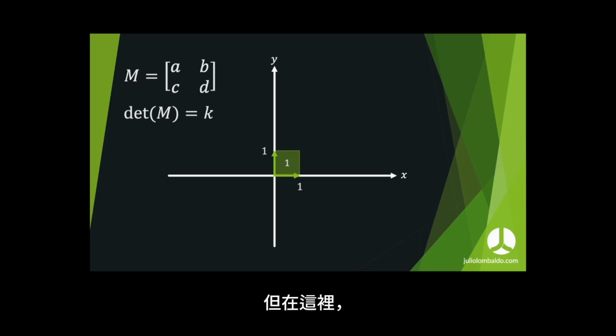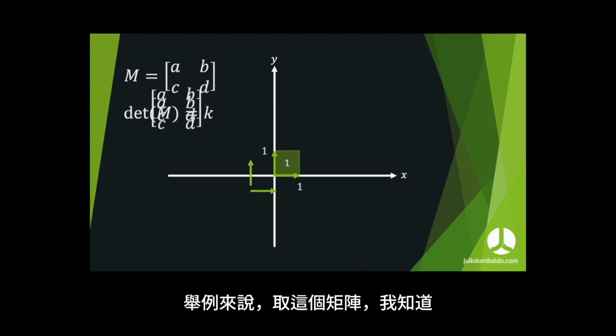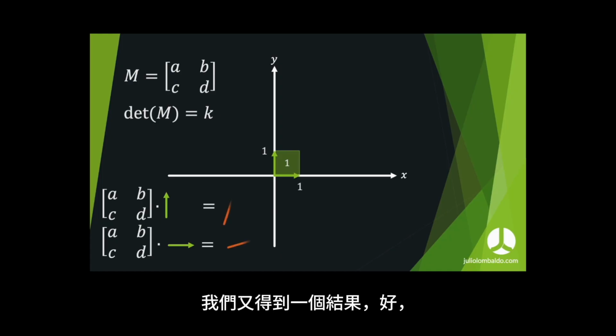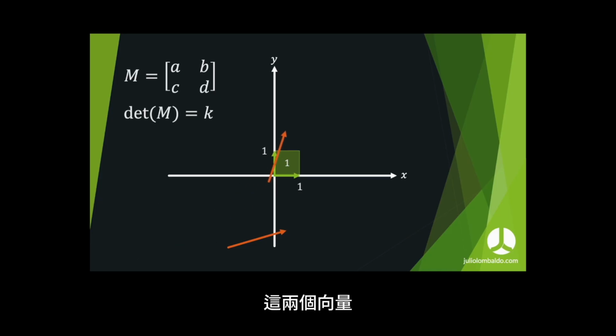But here geometrically, to understand that, we need to make the same process. For example, taking this matrix, I know this matrix is just algebraic, but no problem here. When we make the product of this matrix with these two vectors, again we have a result, and this result is completely analogous to the same process. These two vectors are two vectors in the system. I don't know the numbers of these two vectors in orange, but these two vectors have a representation like this one.